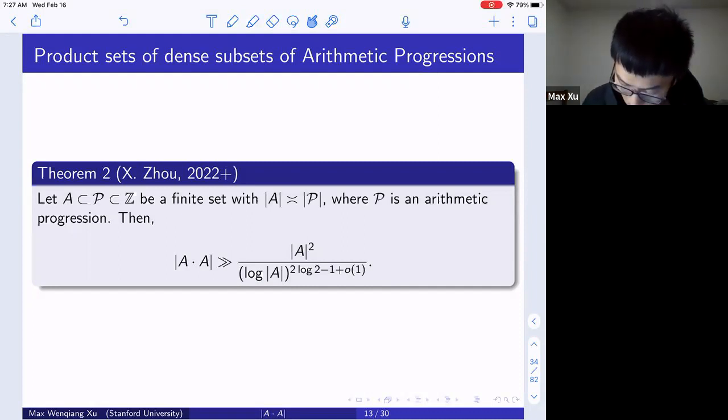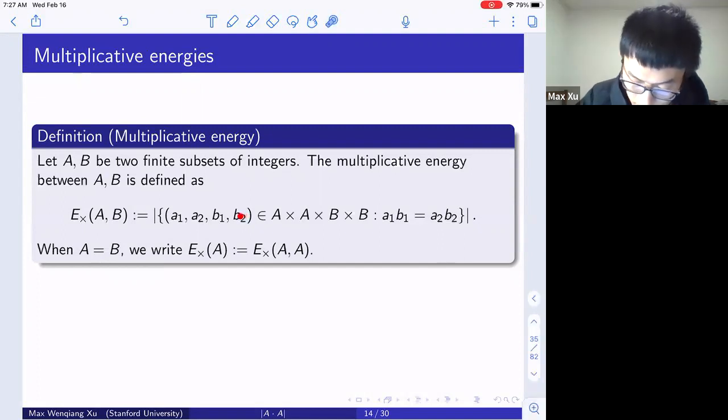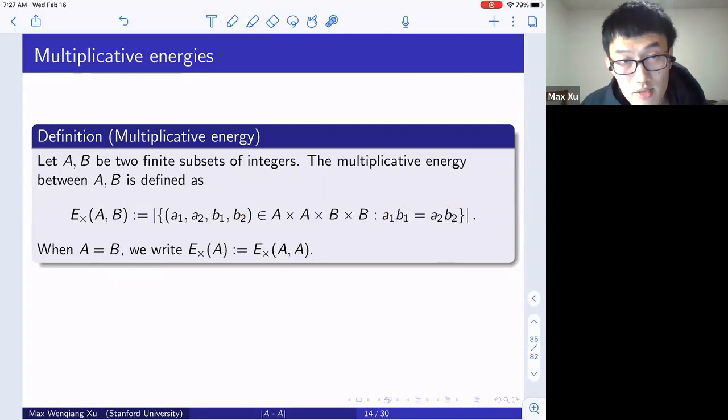Okay, so I want to first introduce something called multiplicative energy. I guess most of the audience are familiar with the definition. We define this for any two sets A and B, finite subsets of the integers. We define the multiplicative energy between A and B as the number of quadruples a1, a2, b1, b2 such that a1 b1 equals a2 b2. So it's counting the number of solutions to this equation. And when A equals B, which is the case we will study today, we just write E(A).